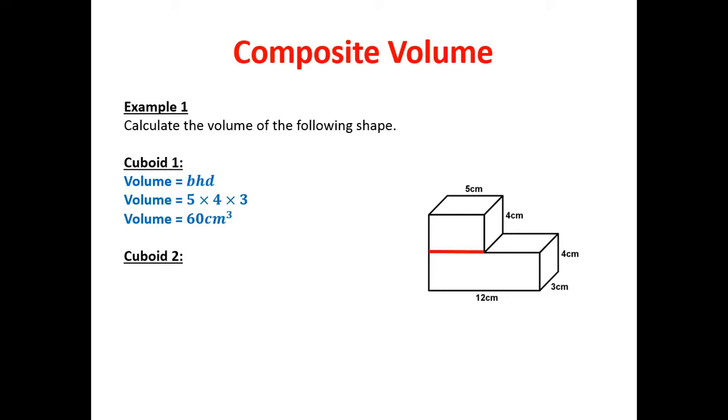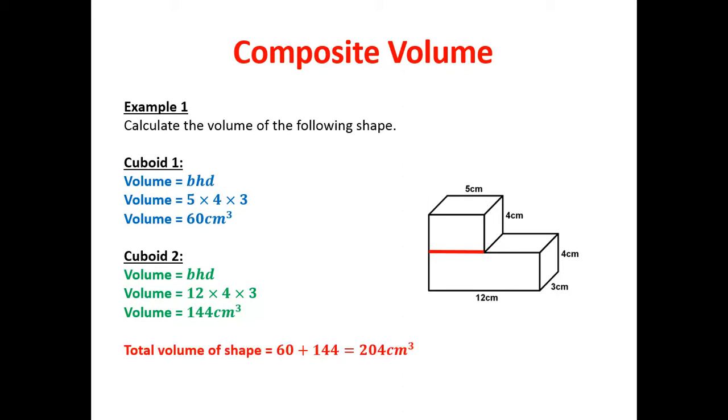Alright, well, cuboid number 2 is the larger cuboid on the bottom. And we're going to find the volume by going base times height times depth. The base is 12. The height is 4 and the depth is also 3, so 12 times 4 times 3 gives us a volume of 144 centimeters cubed. So to find the total volume of this shape, we're going to add up the volume of the top cuboid, which is 60, plus the volume of the bottom cuboid, which is 144, to get a total volume of 204 centimeters cubed.